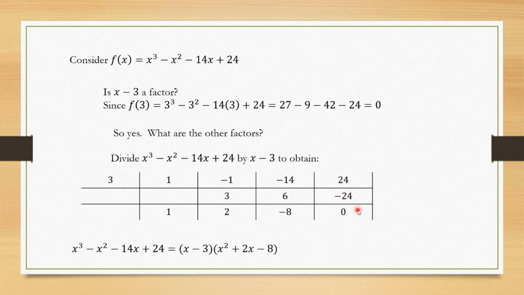The wonderful 0. And remember, these coefficients here are the coefficients of the quotient, which is always 1 degree less than the dividend, which is f. So the quotient here would be of degree 2, and its coefficients would be 1, 2, negative 8. That's what we have here. This is our quotient, x squared plus 2x minus 8. This is the remainder term. The last entry here, that's the remainder.